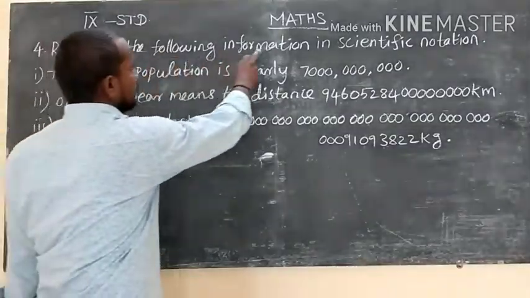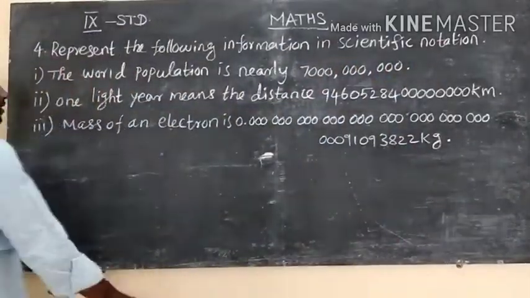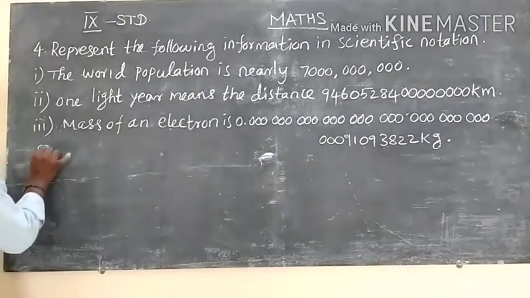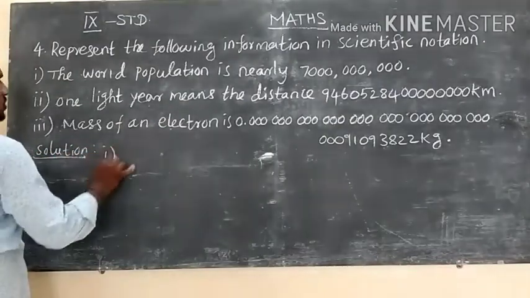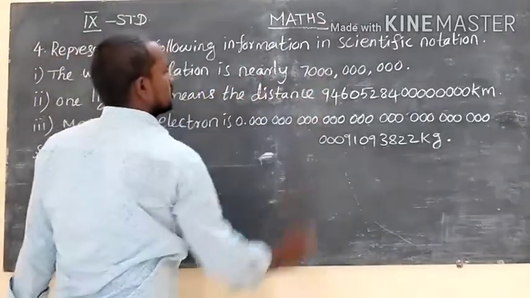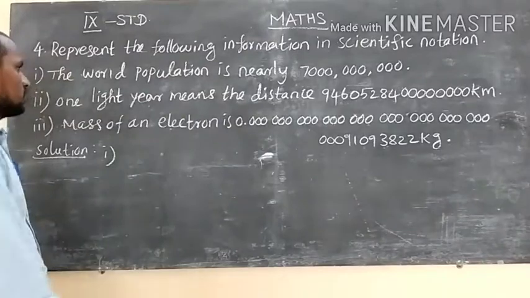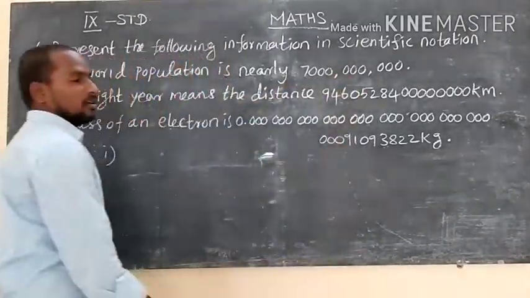Represent the following information in scientific notation. Here also I want to write the scientific notation. The solution. The first question: the world population is nearly this number. Okay, this is the world population. This number I want to write in the form of scientific notation.